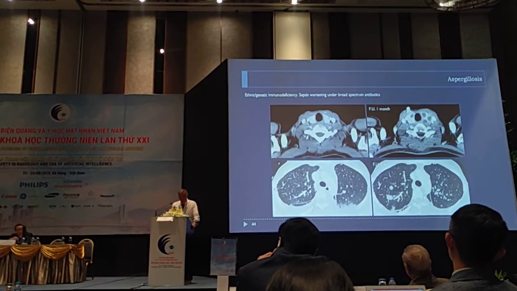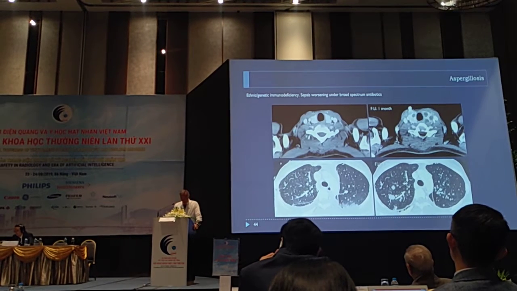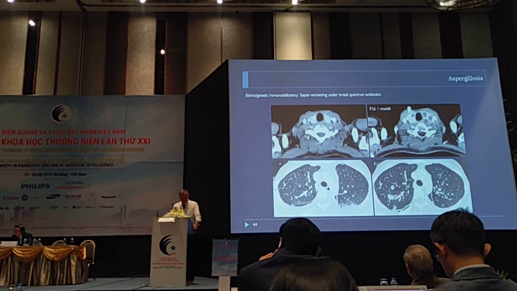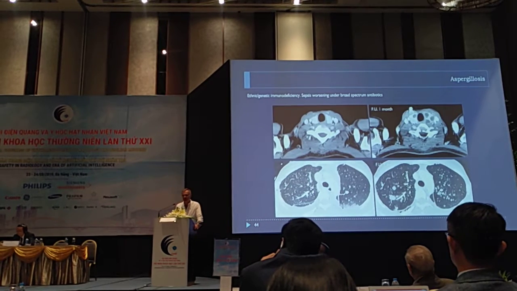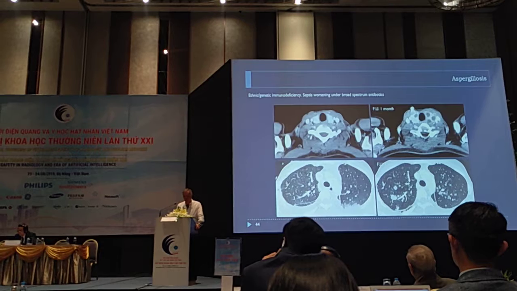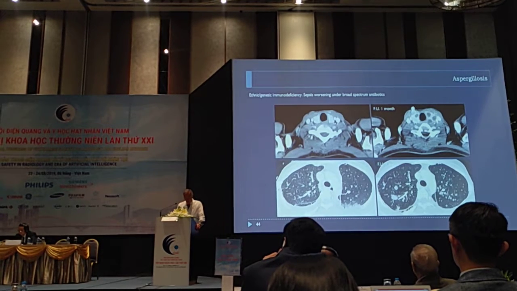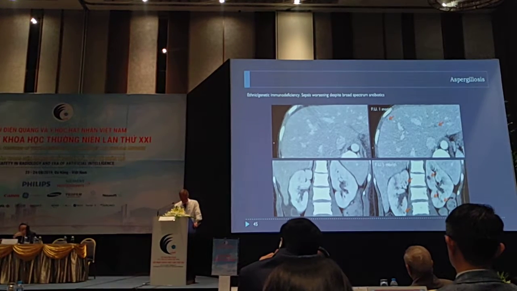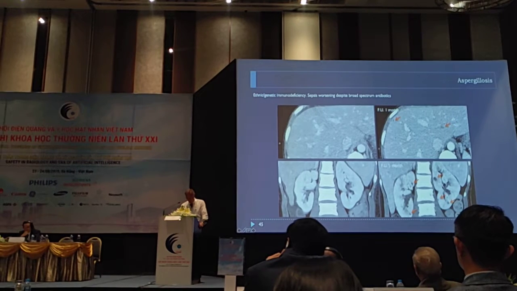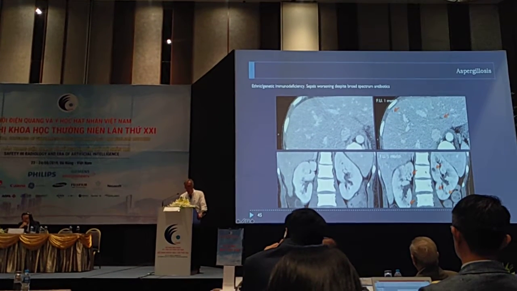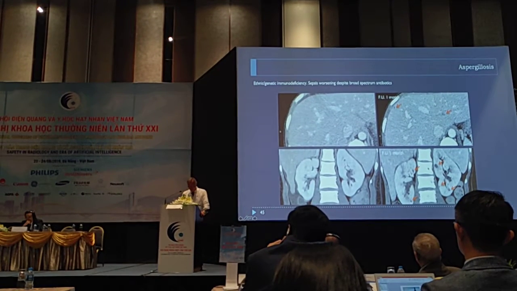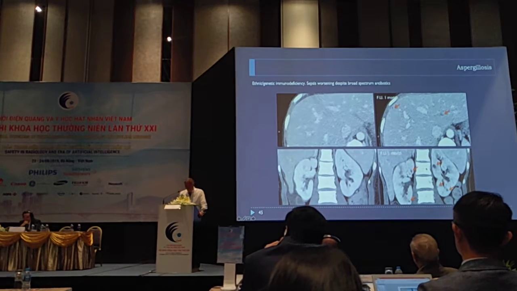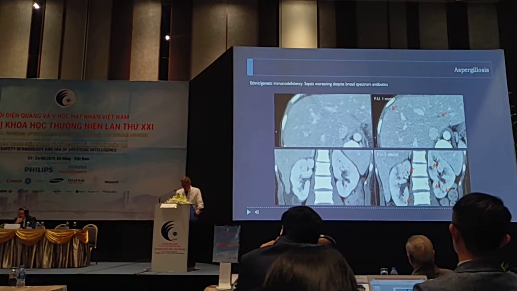Just to finish with this, another patient, severe condition, immunodeficiency of genetic origin, and the patient had a sepsis worsening under broad-spectrum antibiotics. You see the difference in 1 month, how fast this pathogen can affect the patient. This was baseline. This was follow-up at 1 month. You see many microabscesses, not only in the liver, but also in the kidney, and of course this patient died shortly.